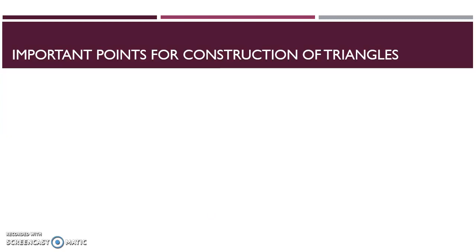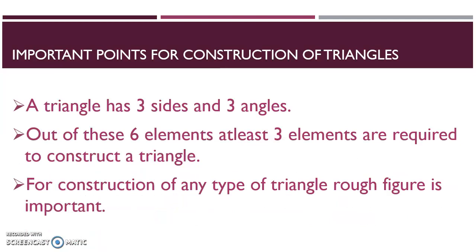For this, we have to keep in mind some important points. Let's see. Important points for construction of triangles. A triangle has 3 sides and 3 angles. Out of these 6 elements, at least 3 elements are required to construct a triangle. For construction of any type of triangle, rough figure is important.